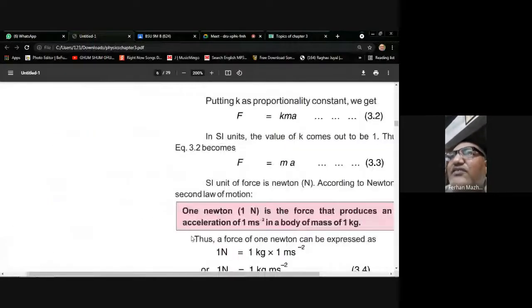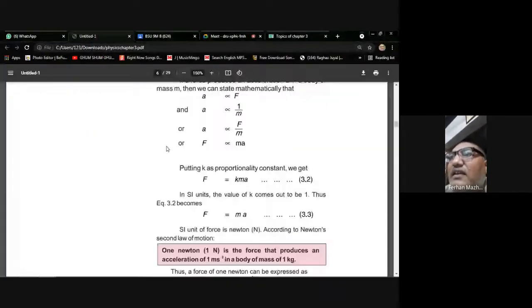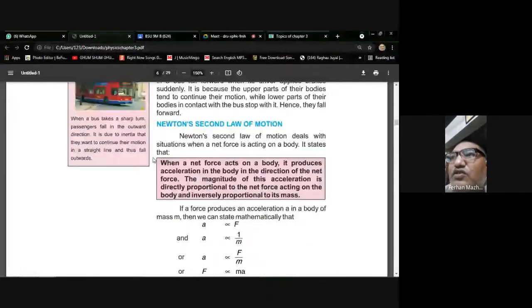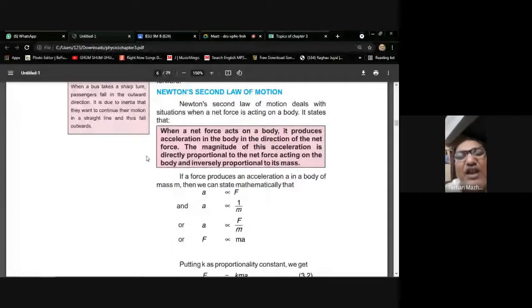Do you understand this really? Hello? Do you understand this Newton's second law of motion? Yes sir. So can you tell me how you will define it? What is the statement of Newton's second law of motion? Yeah. What's the statement?